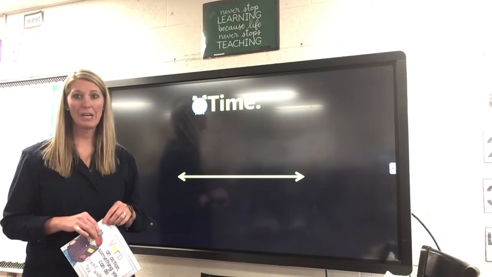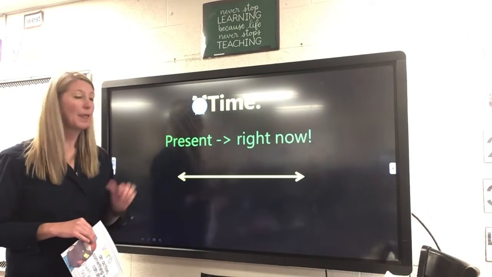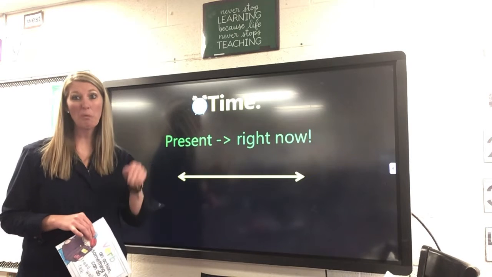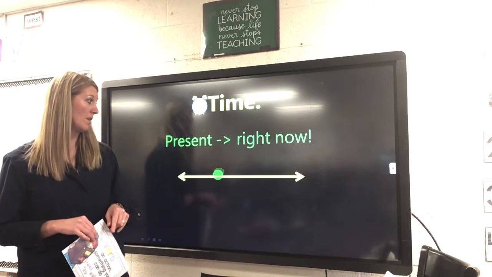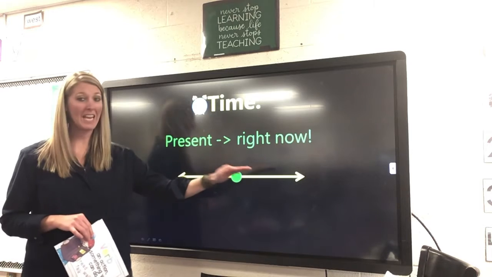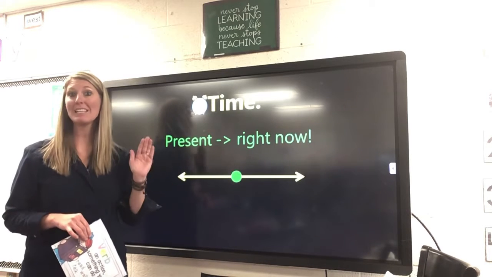So here is our time machine. The present is right now. So if you look at my little line here, the present is in the middle. That is right now.